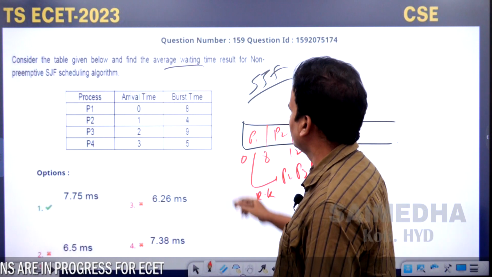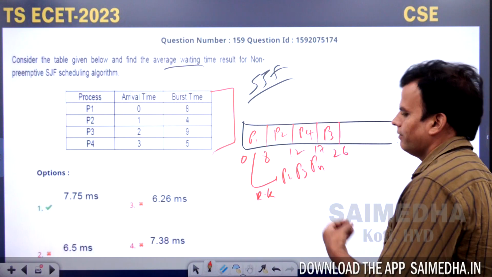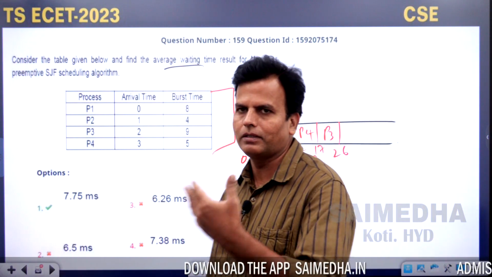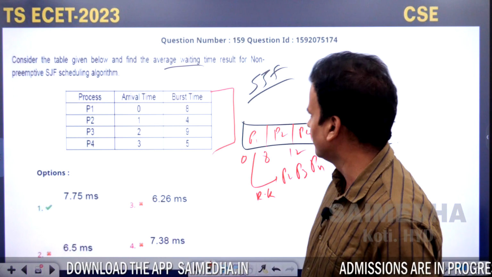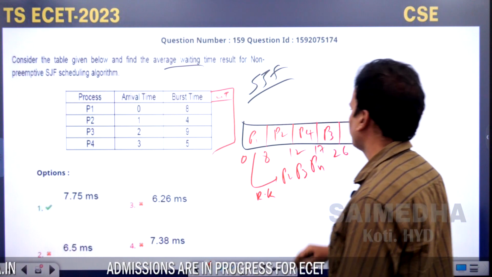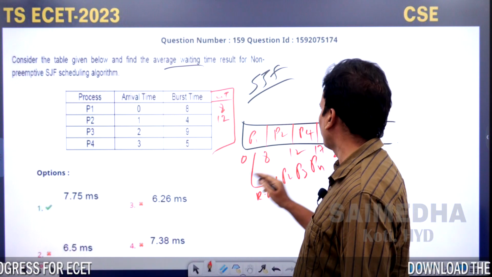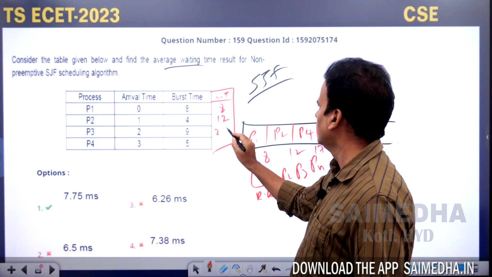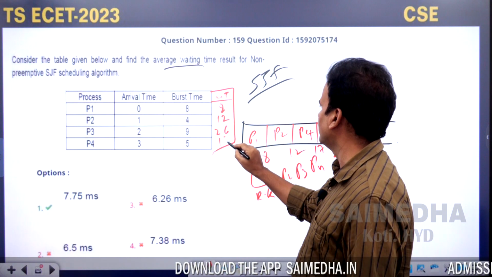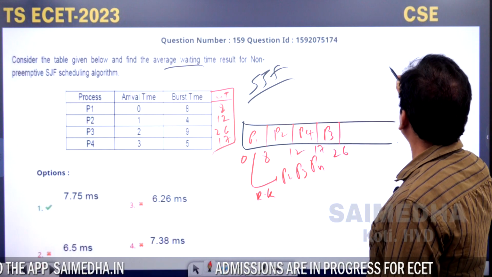Let's see why. Because it says we need to calculate the average waiting time, before that we need to calculate the completion time and turnaround time first. Then I will go for the waiting time. First, I will calculate the completion time. Completion time for process P1 is 8, process P2 is 12, process P3 is 26, process P4 is 17. Okay, fine. So now let's see turnaround time.